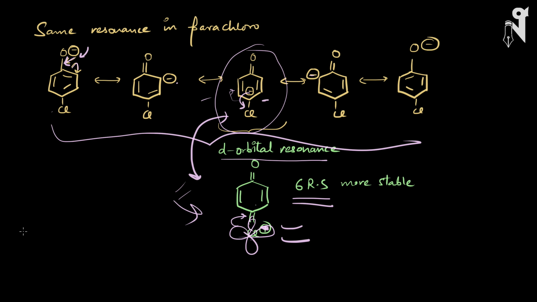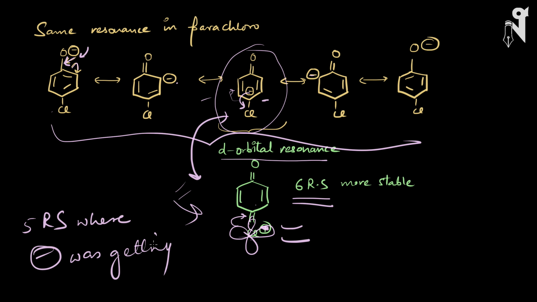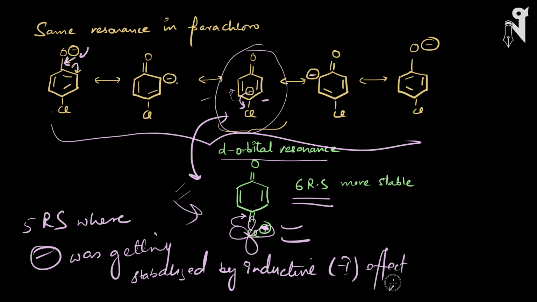In the previous case, there were 5 resonating structures where negative charge was getting stabilized by the inductive effect, or minus I effect, of fluorine. Here we have 6 resonating structures which are getting stabilized by the minus I effect of chlorine. Okay, so in that case, when we can see that one is forming 5 resonating structures, one is forming 6 resonating structures, the molecule with the 6 resonating structures is more stable, hence it is more acidic.